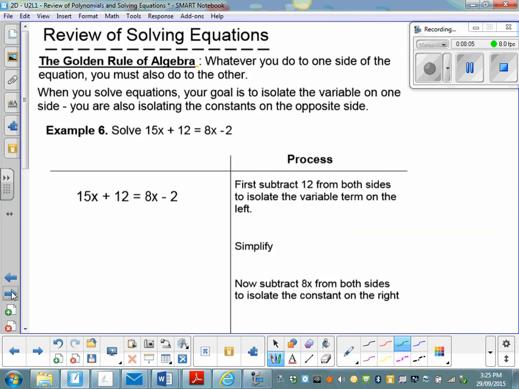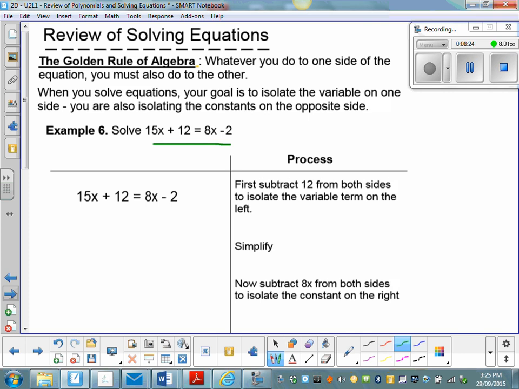Next up, we're going to review solving equations. So the golden rule of algebra, whatever you do to one side of the equation, you must also do to the other. So when we're solving, here's an example of an equation here. And remember, in an equation, we want to isolate the variable. So it's kind of like we want to collect like terms.